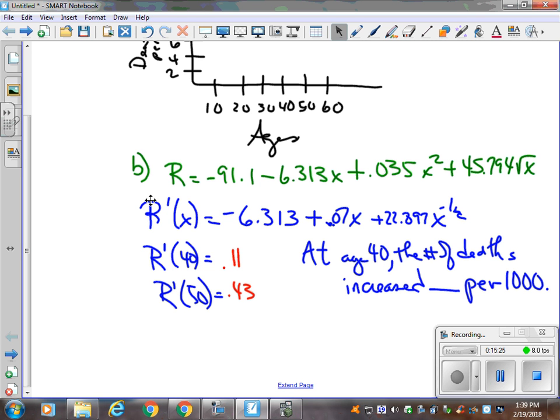But this definitely is a lot more at 50 than it was at 40, because as you get older, the rate of death is going to increase. So almost half died.